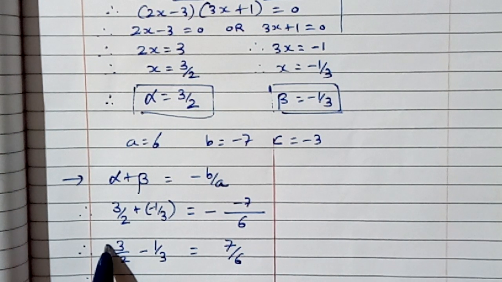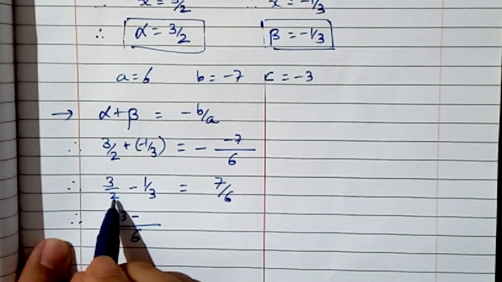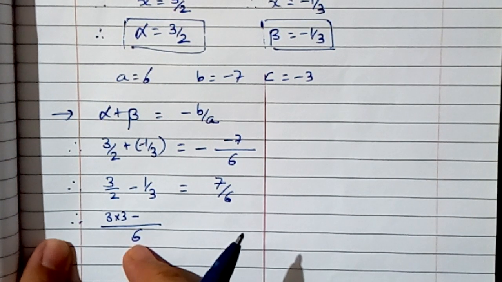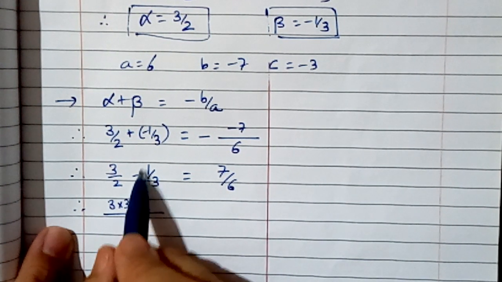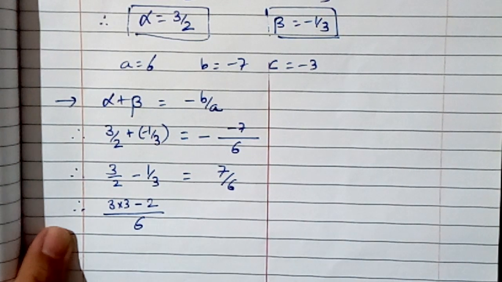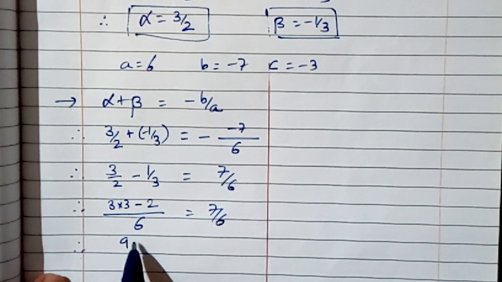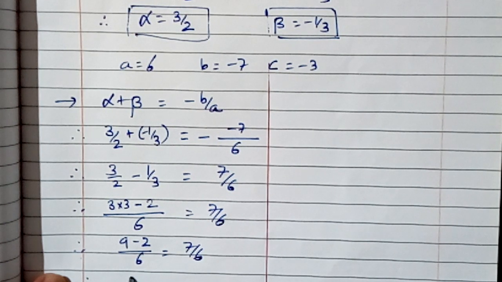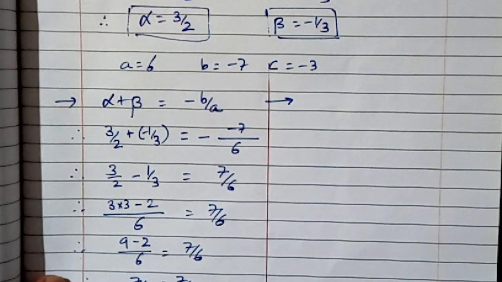We can multiply here 3, so 3 3s are 9, minus what to multiply, again we see 3 and 2, 2 and 3 are the denominators, so the LCM is 6. Here 2 3s are 6, multiplied 3 3s are 9. Here 6 multiplied 3 2s are, so we are getting 2 into 1, that is 2, equal to 7 upon 6. That means 9 minus 2 upon 6, 7 upon 6. Therefore 7 upon 6 equal to 7 upon 6. So it is verified.